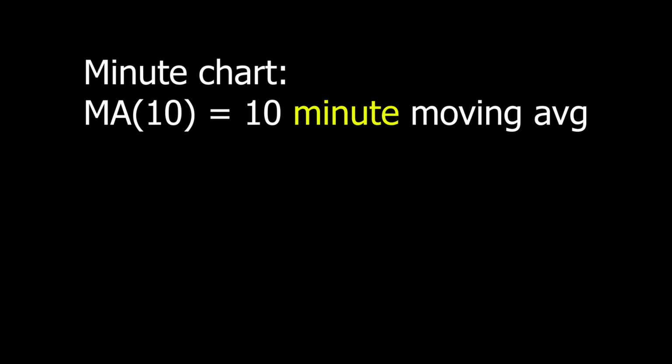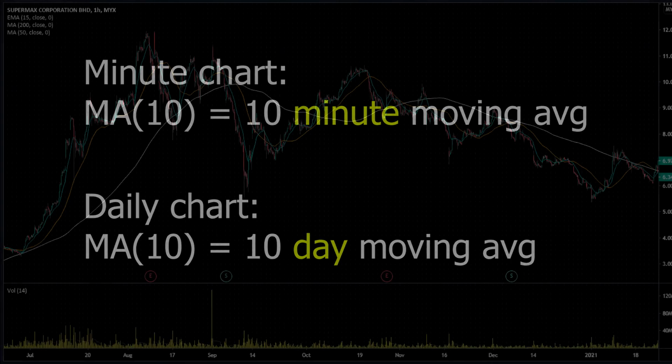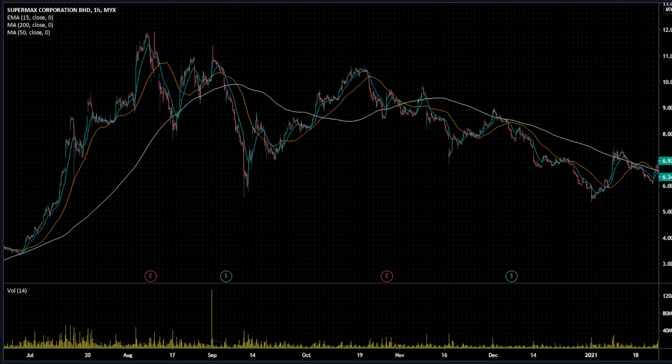If you're on the minute chart, moving average period 10 will show the average price over the past 10 minutes. But if you're on the daily chart, moving average period 10 will show you the average price over the past 10 days. Remember, when you hear people use moving averages, don't just blindly follow because the context is important. You have to understand what moving averages they use in what time frame, because a 4-hour moving average is very different from a 4-day moving average.